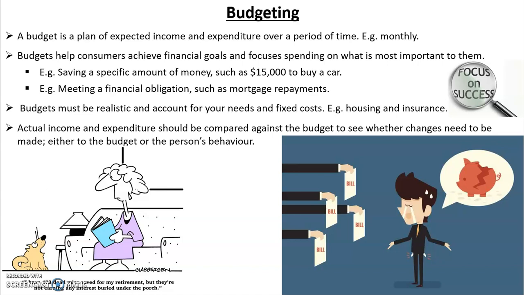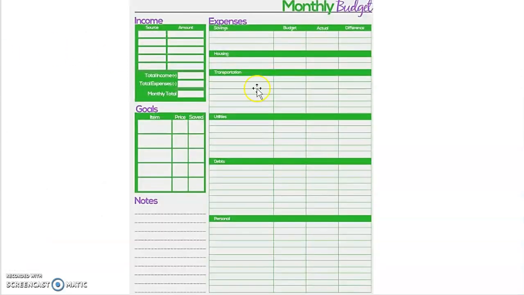So budgets must be realistic. It would be very silly to put effort into creating a plan of your income and expenditure, but the details were not actually relevant to how you spend your money and how you want to spend your money. So it's essential that the saver or the budgeter must be honest with themselves and realistic. So a budget, let's have a look at what they look like. So here's a template of a monthly budget.